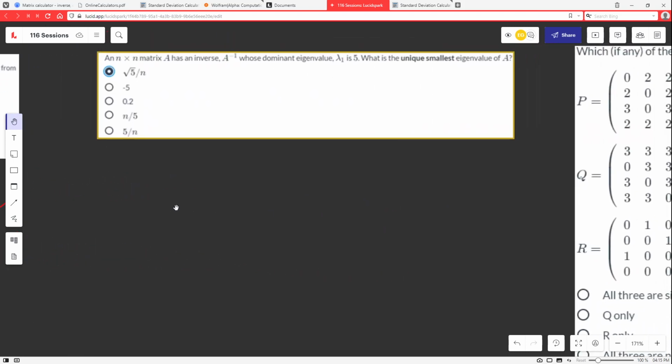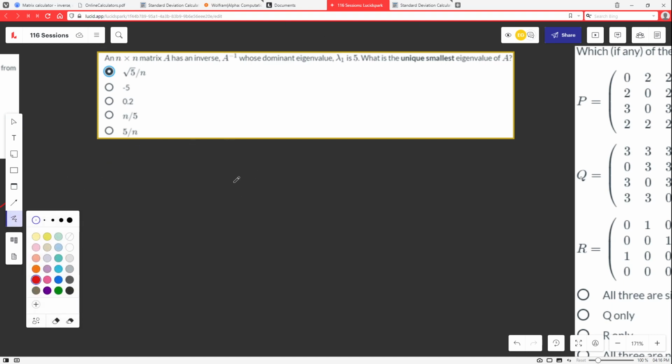Next up. Okay, we have an n by n matrix A, which has an inverse whose dominant eigenvalue is 5. What is the unique smallest eigenvalue? Again, accidentally clicked it before doing it. Okay, so the way you do this is that when inversing a matrix, all of its eigenvalues are also inversed. So if for example A inversed has a dominant eigenvalue of lambda 1, then this eigenvalue will be inverted. So it'll be 1 over 5. 1 over 5 is 0.2.